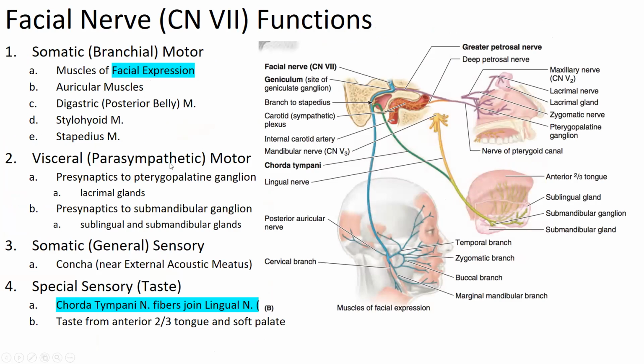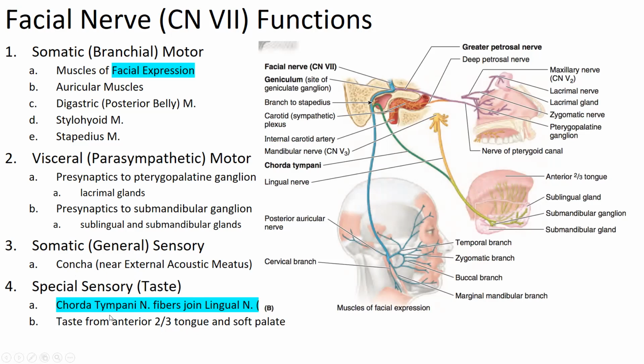And then you also have a parasympathetic part, which goes to the pterygopalatine ganglion and submandibular ganglion, which go to glands. So the facial nerve is involved in lacrimation. And then there's also just general sensory to this little area in the ear. I don't know if we have a picture of it. And then special sensory. So that's our chorda tympani, and that's going to be taste from the anterior 2/3 of the tongue, as well as the soft palate.